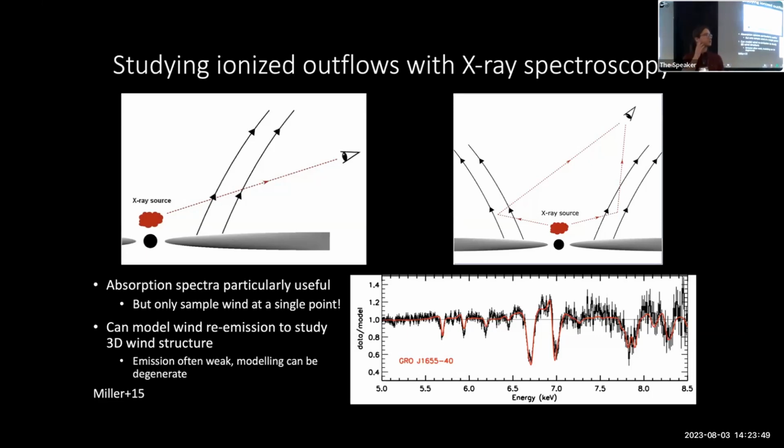So here on the bottom right, I'm just showing an example, again from GRO J1655, where you can see that the absorption lines are very deep, very prominent in the spectrum, and the emission lines, if present at all, are much weaker.